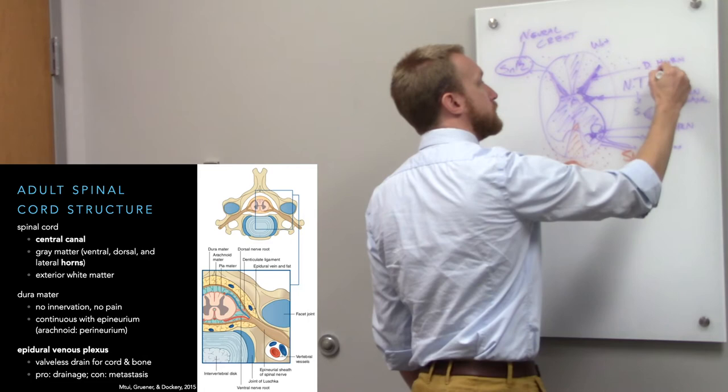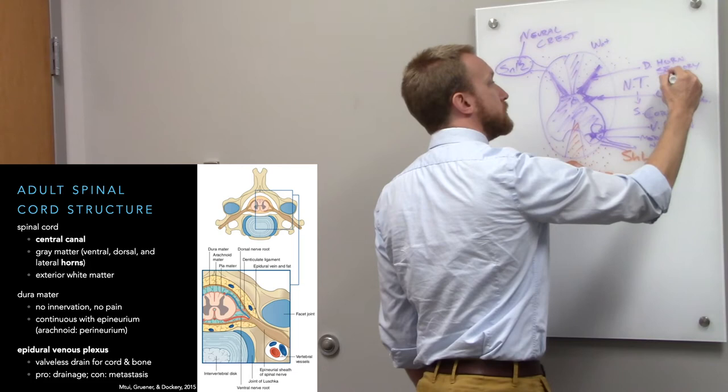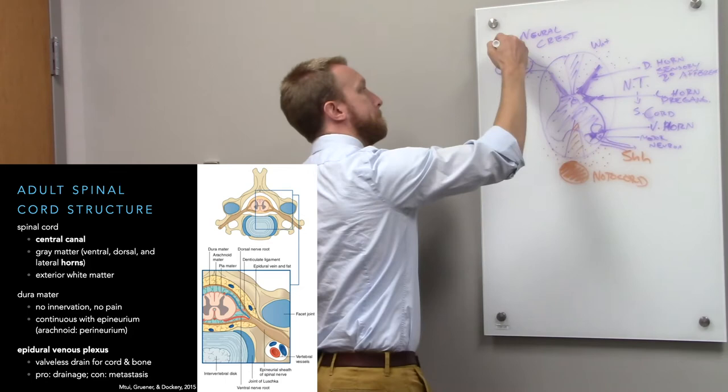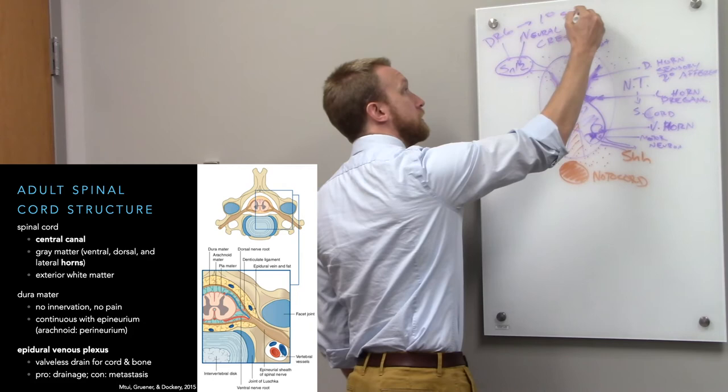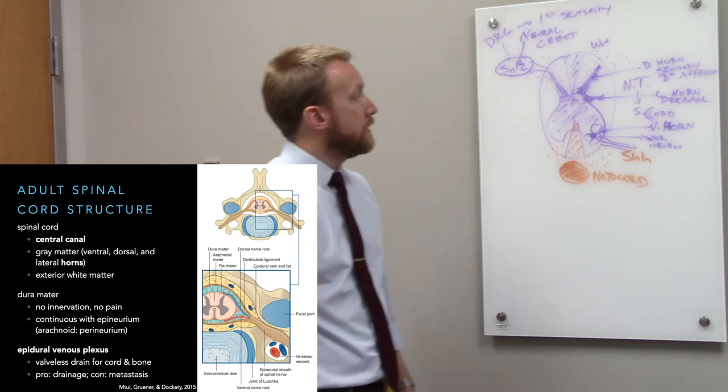And then the dorsal horn contains sensory secondary afferents, not the primary. The dorsal root ganglion contains the primary sensory neurons of the body. So we got our nervous tissue.